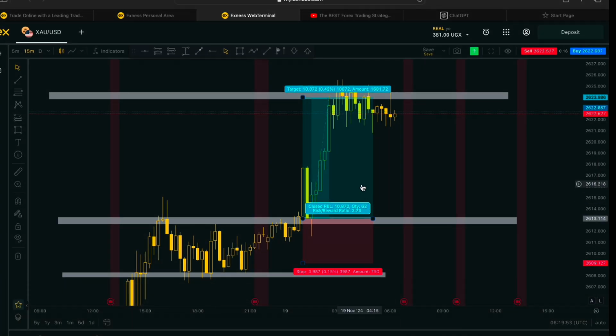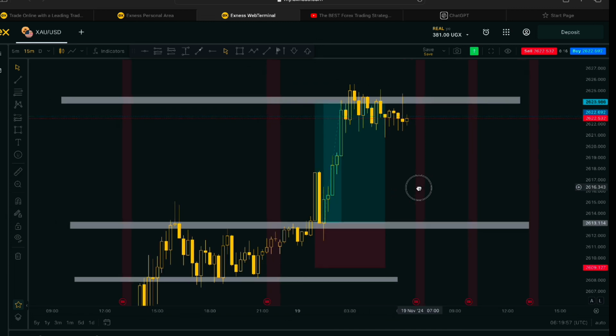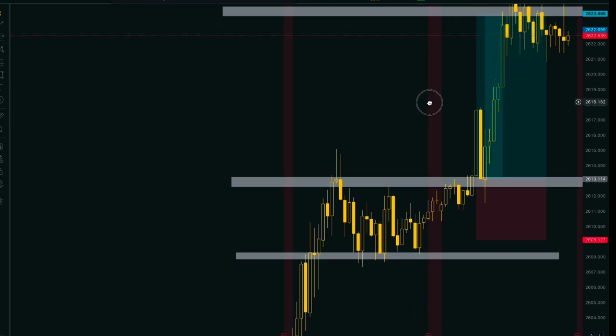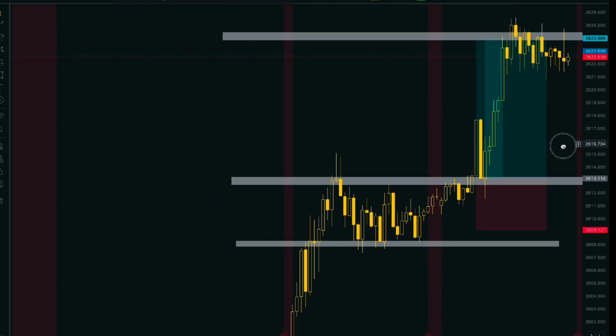This buy trade, I just took it recently with the team, which gave us a 1 to 2.5 risk reward, which is very massive. The trade went straight to our TP and we managed this trade very well. So let's go to the other features that I want to show.